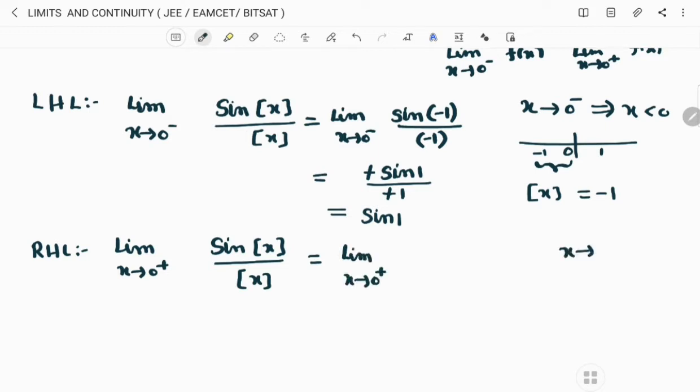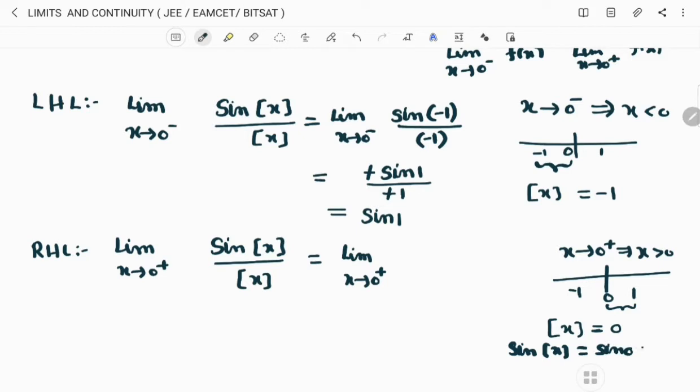The meaning of x tends to 0 plus is that x is greater than 0. X is greater than 0 means on the real number line the value of x is between 0 and 1. So [x] value it will take as 0. Any value between 0 and 1, if you take it, goes to 0. So whenever [x] value is 0, sine [x] value is also 0 only, no? Sine 0 is 0. So limit x tends to 0 plus sine [x] by [x] value is 0.